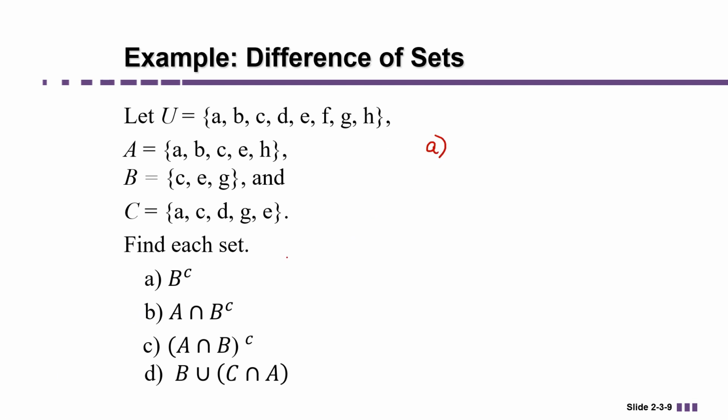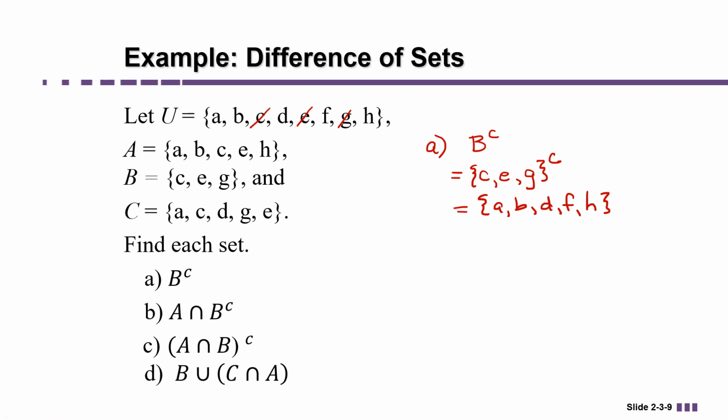So in part A here, we're looking for B complement. The way I like to work these problems is I like to replace the capital letter that represents the set with the actual elements it contains. So set B contains C, E, and G. Now we want the complement of that set, which means we look at U and we want everything that's not in B. So you can think of removing C, E, and G from the set U, and what we're left with is a set containing A, B, D, F, and H.